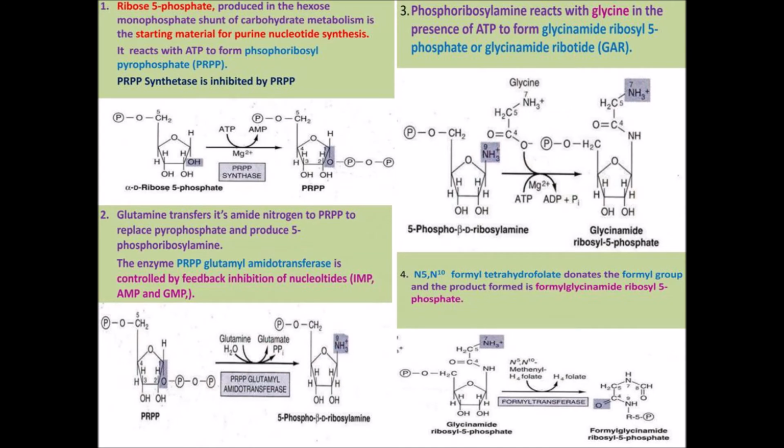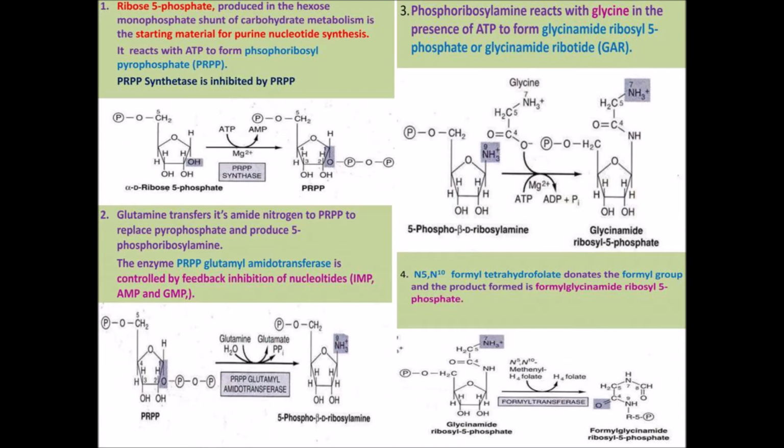See here, in the first step, ribose 5-phosphate produced in the hexose monophosphate shunt, that is HMP shunt, of carbohydrate metabolism is the starting material for purine nucleotide synthesis. It reacts with ATP to form phosphoribosyl pyrophosphate, that is PRPP. PRPP synthetase is inhibited by PRPP.